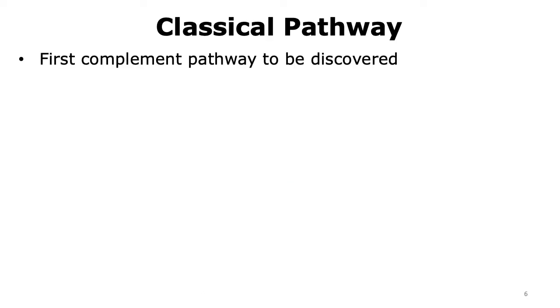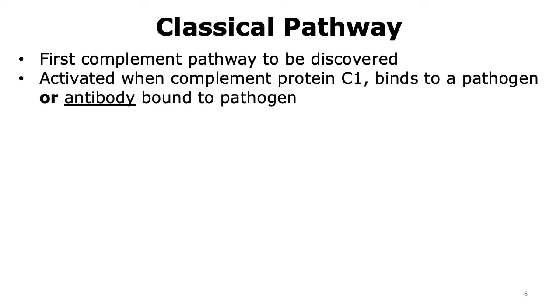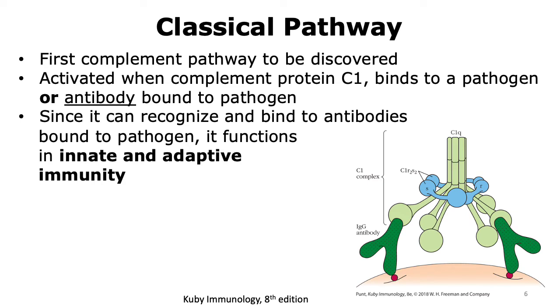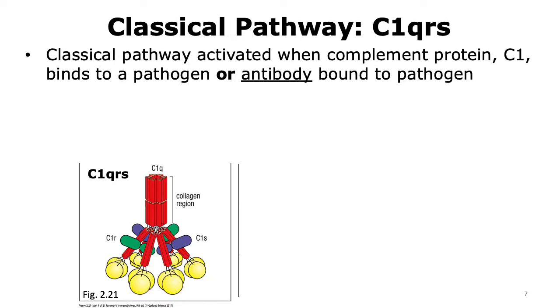The classical pathway of complement activation was the first complement pathway that was discovered. The pathway is activated when the complement protein named C1 binds to either a pathogen or an antibody that is bound to the pathogen. It is important to note that since the C1 protein is able to recognize and bind to antibodies that are bound to pathogens, as shown in this figure, this pathway functions as a bridge between innate and adaptive immunity. The classical pathway is activated when the complement protein C1 is able to bind to a pathogen or an antibody that is bound to the pathogen.